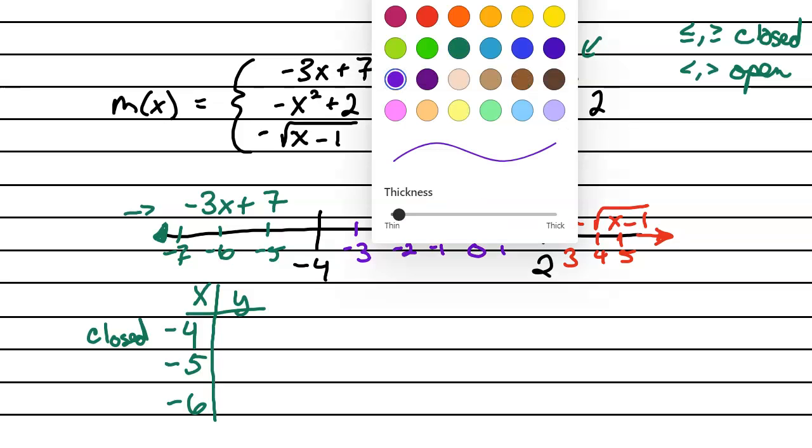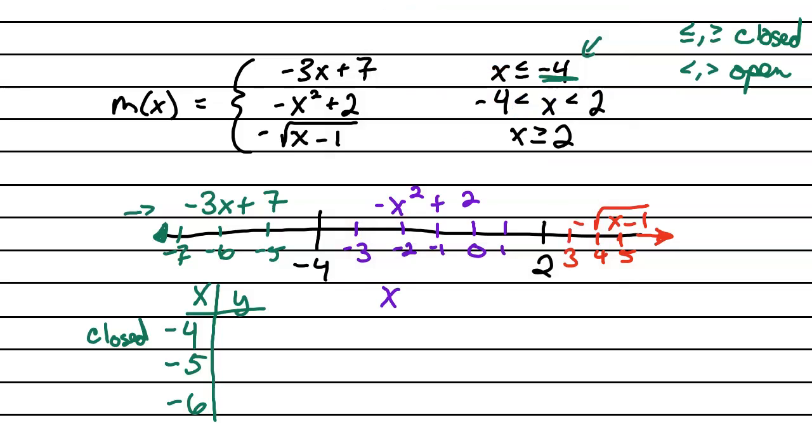In the center, my XY table, I know I have to use negative 4, I know I have to use 2, because those are my two end points. At each of those end points, they are both going to be open circles, because neither one of them has the equal to portion.